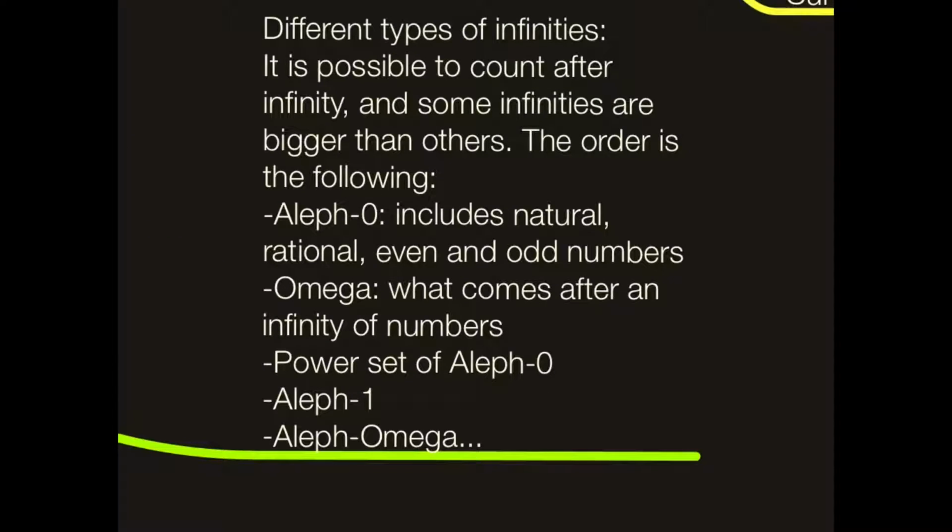There are different types of infinities, and it is possible to count after infinity, and some infinities are bigger than others. The order is the following. Aleph 0 is the one that includes natural, rational, even, and odd numbers. Then it follows omega, what comes after an infinity of numbers. Then the power set of Aleph 0, then Aleph 1, Aleph omega, and so on.